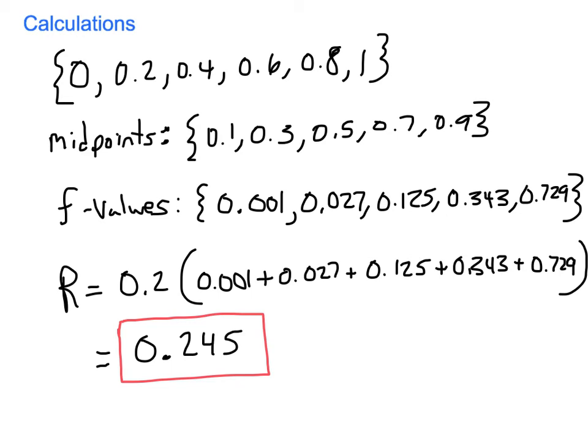So this is the process for finding Riemann sums. Just quickly, let me summarize what we did. We divided our interval up into subintervals, in this case 5 subintervals. We found our representative points, in this case midpoints. We plugged those representative points into our function x cubed, and we came up with these y values, which are heights. And then we computed our Riemann sum, which is our delta x times the sum of our function values. And when we did that, we came up with an answer, a value of 0.245.